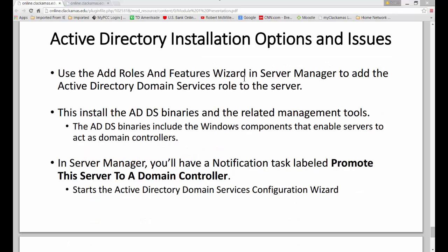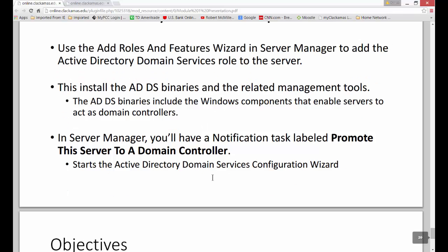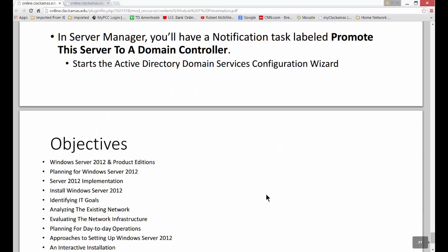Active Directory installation options and issues. Use the Add Roles and Features Wizard in Server Manager to add Active Directory. So if you recall from your 279 class, in 2012, you don't use DC Promo anymore to promote the server to be a domain controller. You go to the Add Roles and Features and add the Active Directory Domain Services role, which I will do in the demo of the module. This installs all the Active Directory services, binaries, and everything else you need to make it a domain controller. But you still have to choose promote this server to a domain controller when it's over.